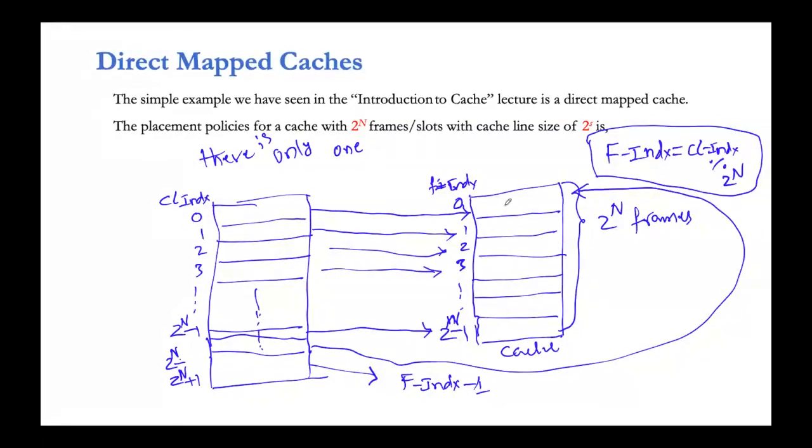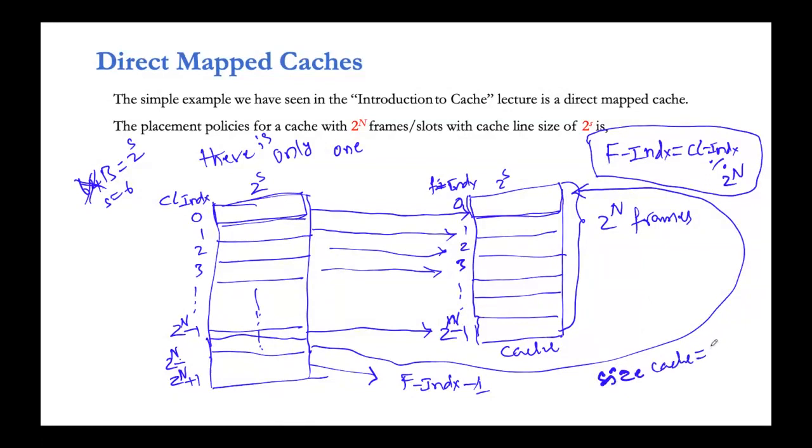So, how to calculate the size of this cache? If there are 2 to the power of n frames, and every cache line that comes takes a place in one of them, then the cache line size we write as 2 to the power of s. If it is 64 bytes, then it can be written as 2 to the power of s, so here s is equal to 6. If it is x bytes, it can likewise be written as 2 to the power of s. So the size of this cache is 2 to the power of s multiplied by 2 to the power of n.